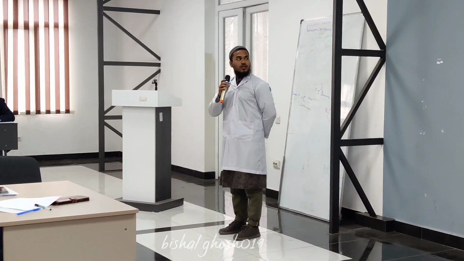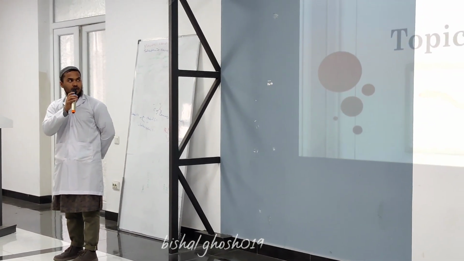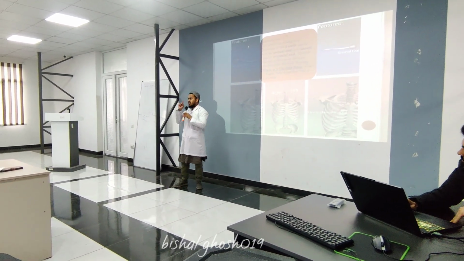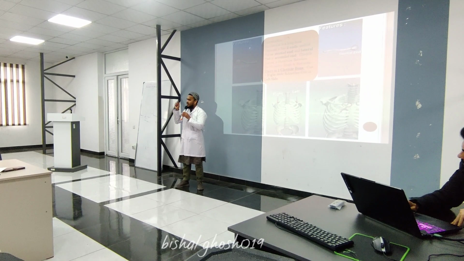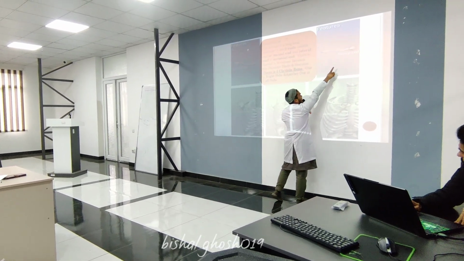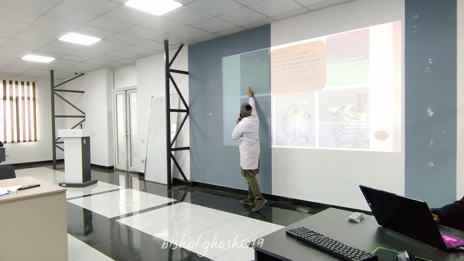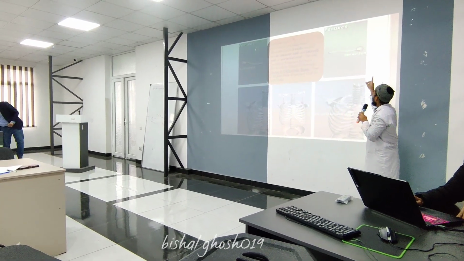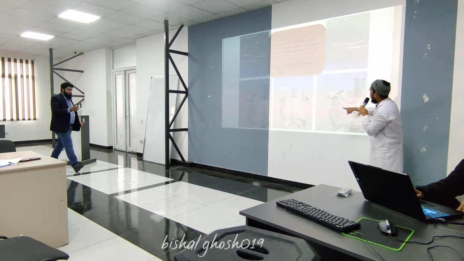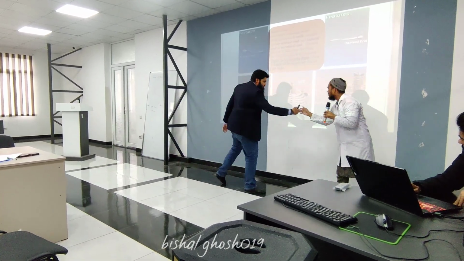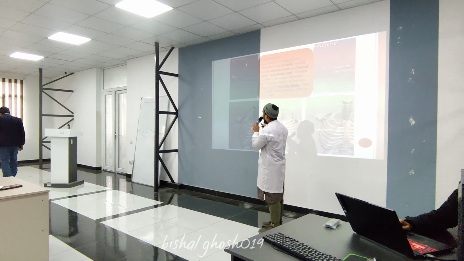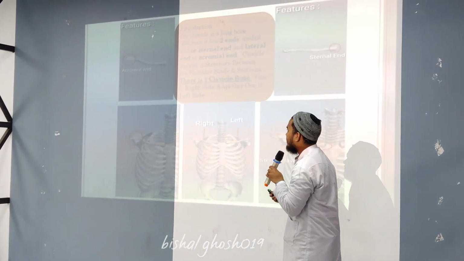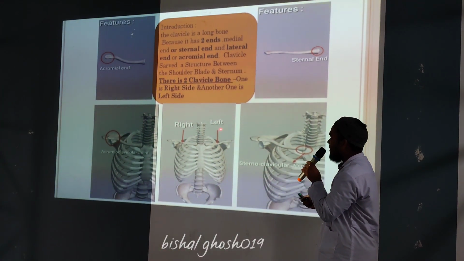Hello everyone. I want to explain the clavicle from anatomy. The clavicle is a long bone because it has two ends, the medial end and the lateral end. The medial end is also called the sternal end, and the lateral end is also called the acromial end. The sternal end is attached with the manubrium of the sternum with the help of the sternoclavicular joint. And the acromial end is attached with the acromial process of the scapula with the help of the acromioclavicular joint. We have two clavicles, one on the right side and one on the left side.